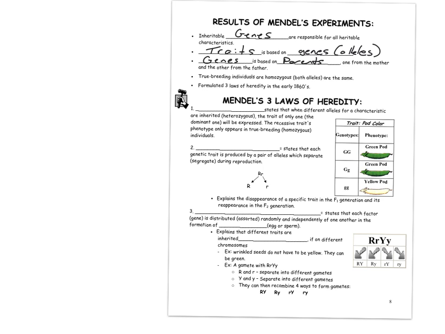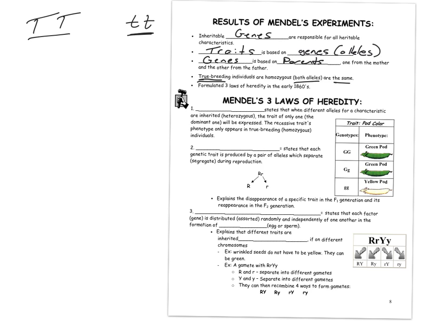The true breeding individuals are homozygous. So true breeding means purebred, right? True breeding individuals means they're homozygous. Both alleles are the same. They could either be big T, big T, or they could be little t, little t. They're both true breeding. If you cross little t, little t with another true little t, little t, all you're going to get is little t, little t. All you're going to get is short.